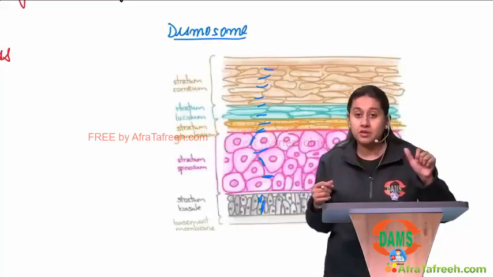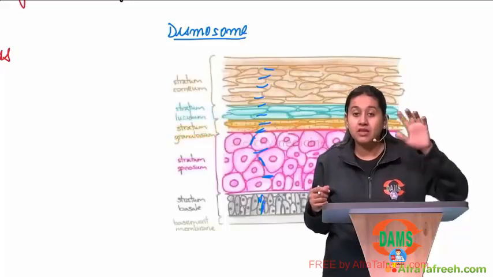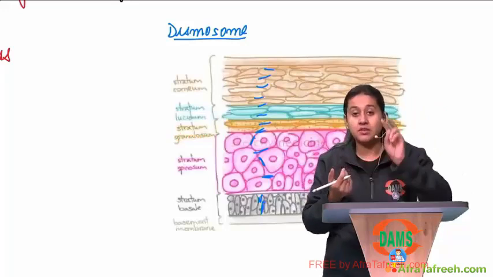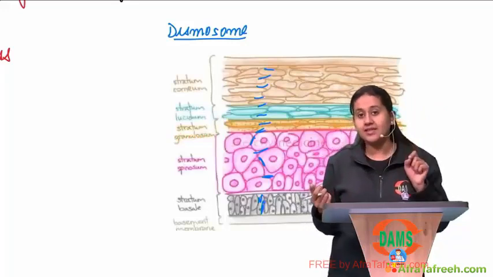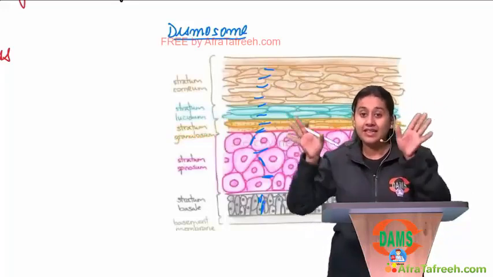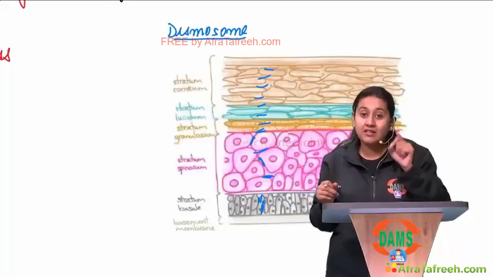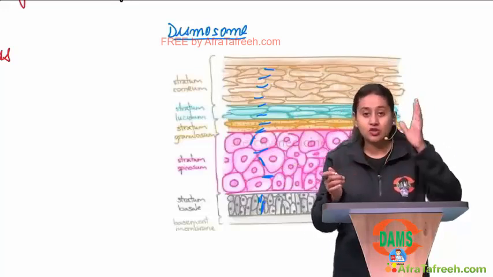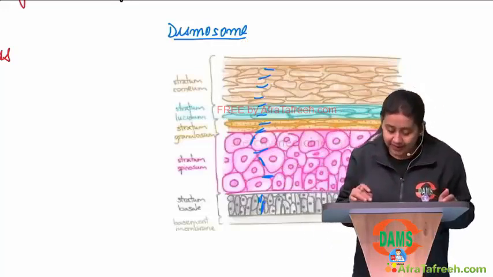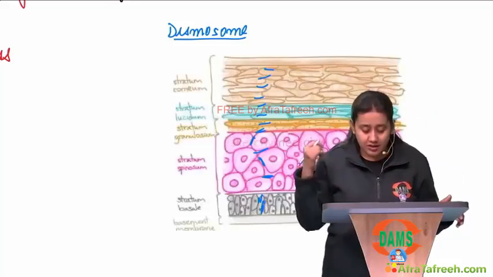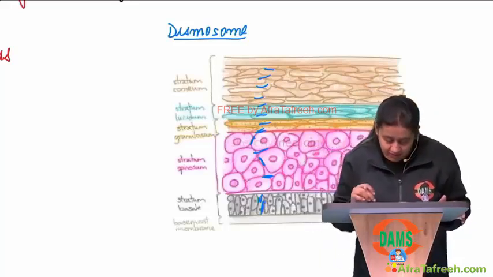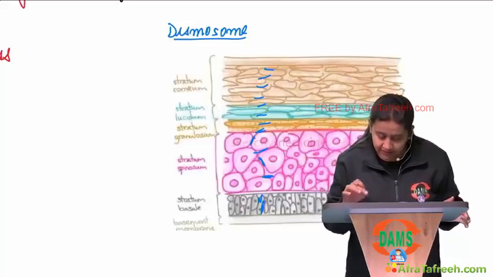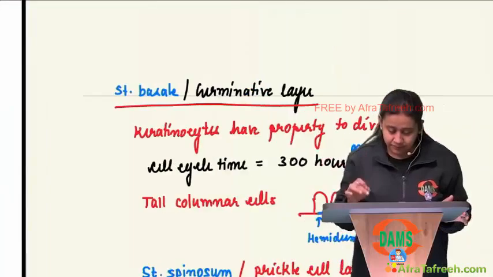Now please remember, in stratum spinosum, the amount of desmosome is maximum. And why is it maximum? There are two reasons. One, it is the thickest layer. Second, it contains these spinous projections, and these spinous projections have abundant desmosomes in them. So that is the reason why we call it a prickle cell layer or a spinous cell layer. Okay, so let us go back to that image where we left off. Just give me a second here.